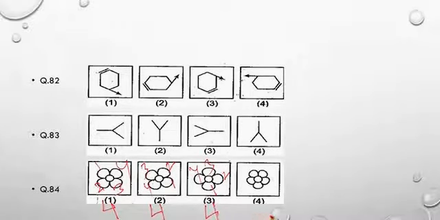So finally let's count in option 4. How many leaves are there? 1, 2, 3, 4, 5 leaves are there. So in each of options 1, 2 and 3 there are 4 leaves, whereas in case of option 4 there are 5 leaves. So option 4 is standing out as odd man, and the answer to question number 84 is 4.